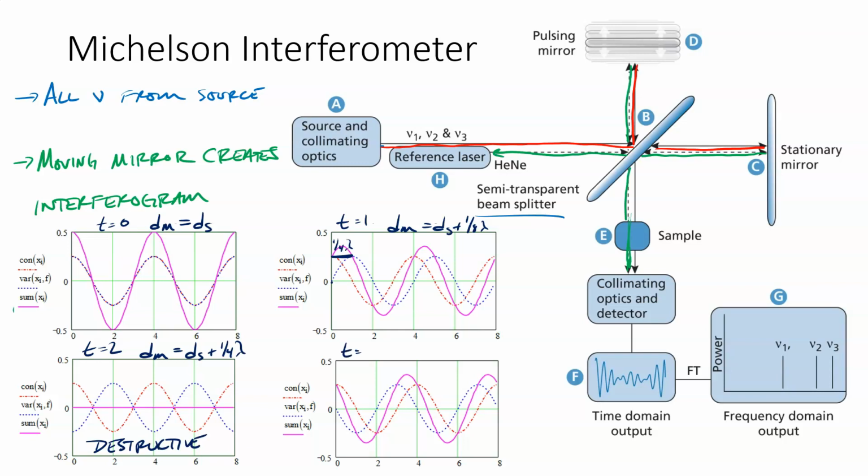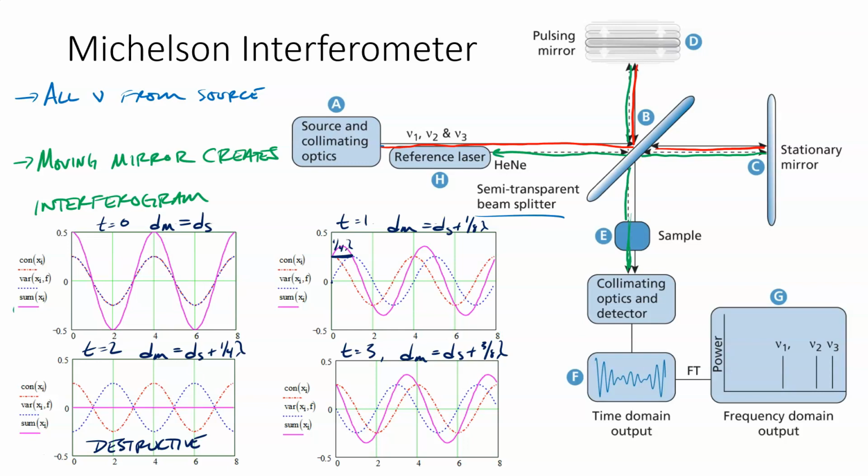At time equals 3, the distance of the moving mirror is equal to the distance of the stationary mirror plus 3/8 lambda. So that's an overall shift of 3/4, and you'll notice that now it looks very similar to the one at t equals 1 in terms of the overall intensity and the overall interference, but just the two waves are switched with one another. Instead of the reflected wave being just a little bit behind, now the reflected wave appears just a little bit in front of the stationary mirror's reflected wave.